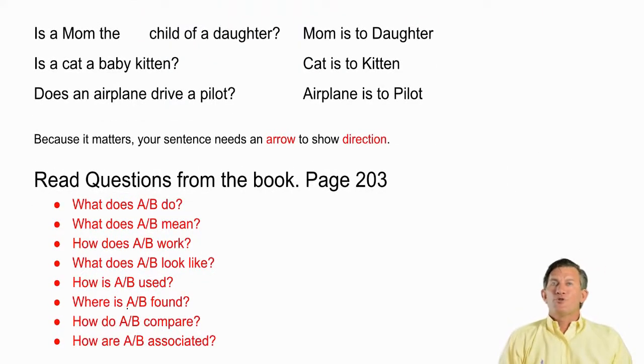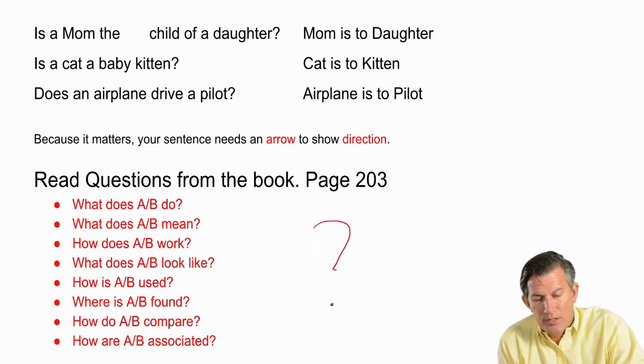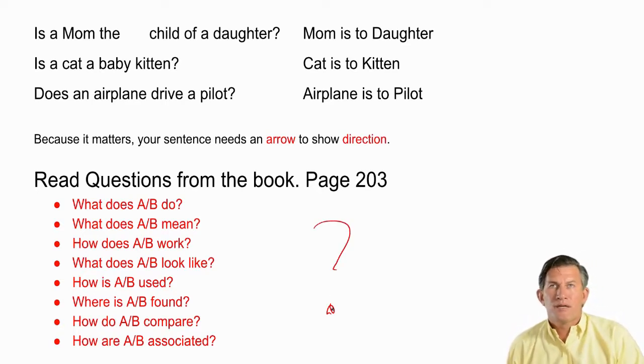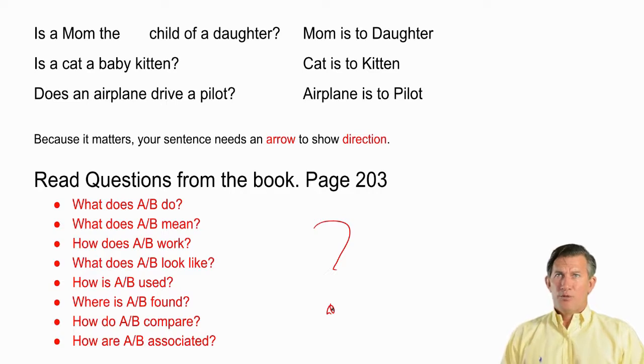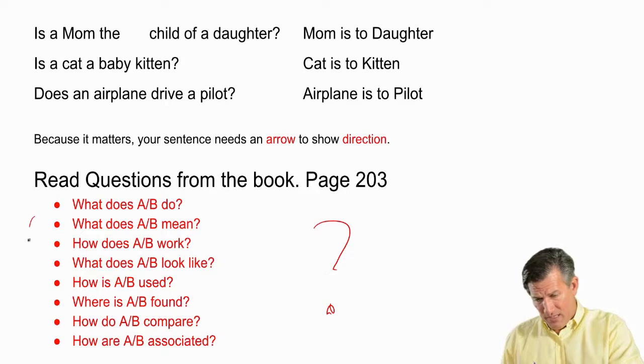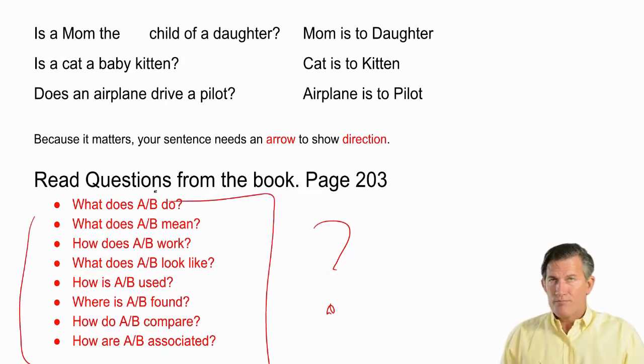What do the two terms do? Here are some of the questions that I asked you to think about. What do the two terms, kitten and cat, pilot and airplane, mean? What do they do? How do they work? What do they look like? How are they used? Where are they found? How do they compare, or how are they associated? So if you can memorize even 4 or 5 out of these 8, you'll never stay stuck.